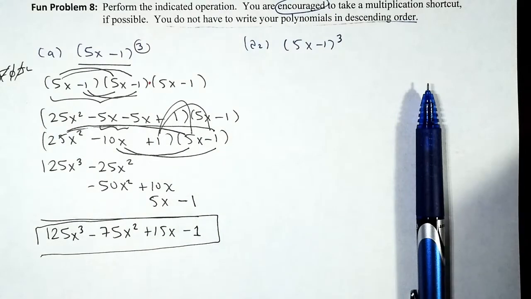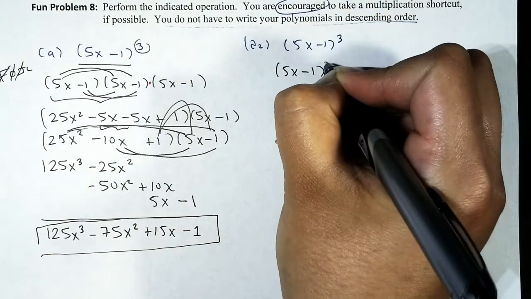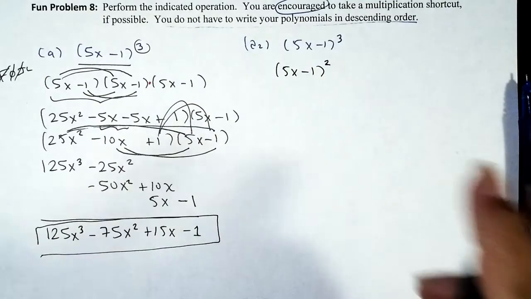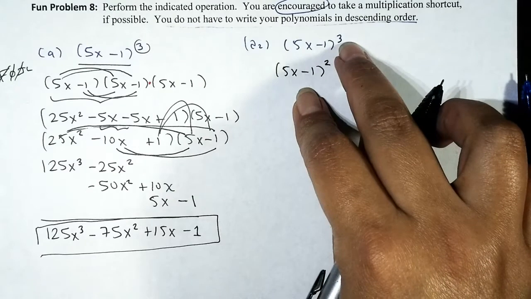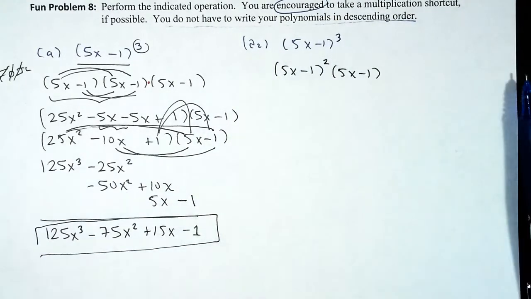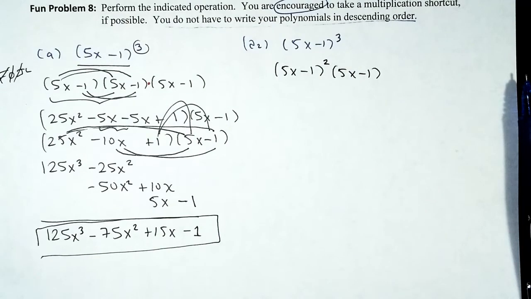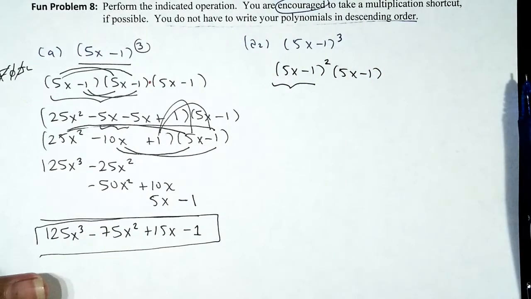We're going to write this as 5x minus 1 raised to the second power. So we have 2 factors of 5x minus 1, and we need 1 more to get to 3, multiplied by 1 more factor of x. So let's do this. We are going to square 5x minus 1.